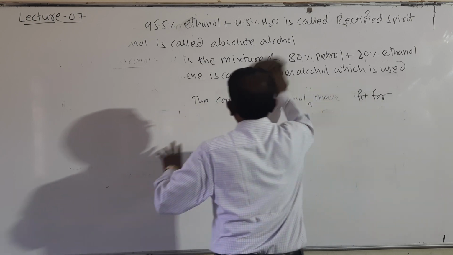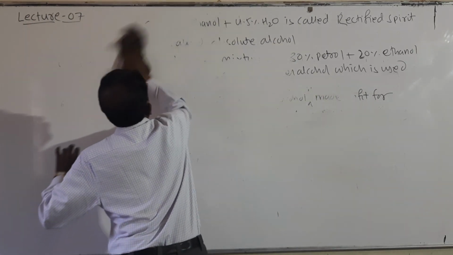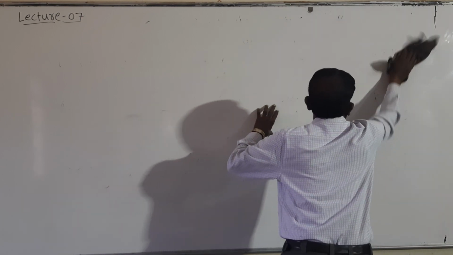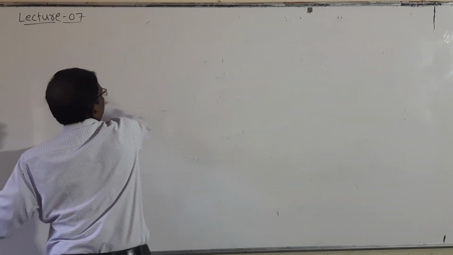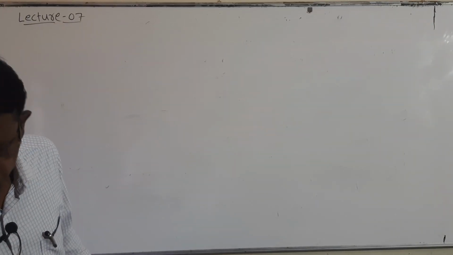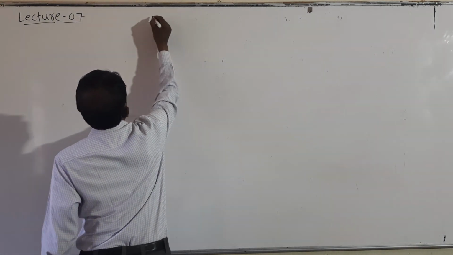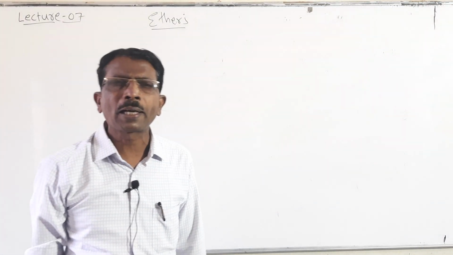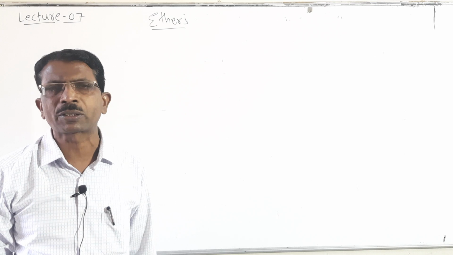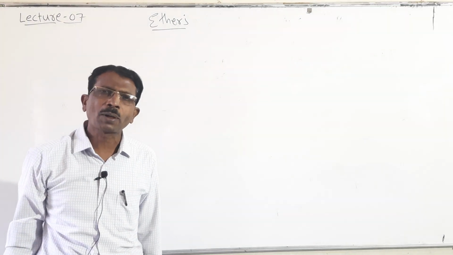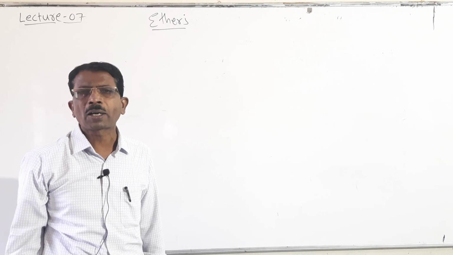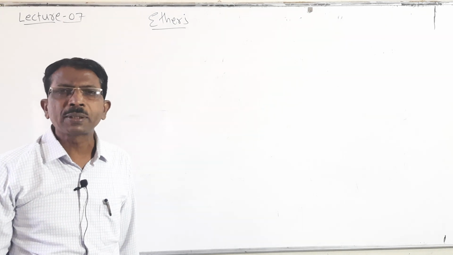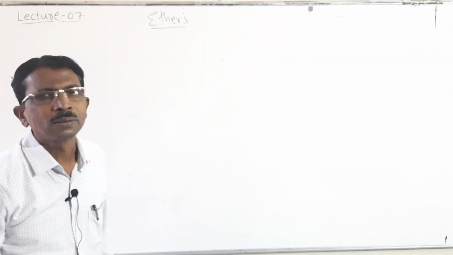So what are ethers? Look here students. Ethers are the alkoxy derivatives or aryl oxy derivatives of hydrocarbons, where the hydrogen atom of hydrocarbon are replaced by alkoxy or aryl oxy groups, and these are represented by the general formula ROR.